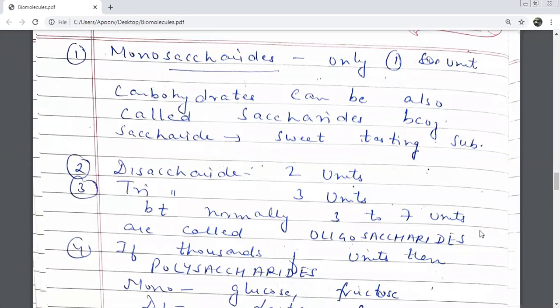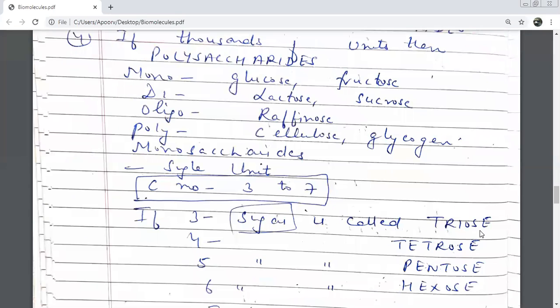So 1 unit is called? Monosaccharide. 2 units are called? Disaccharide. And 3 to 7 units together, we call them what? Oligosaccharide. And if many thousands of units are combined, then we call them polysaccharides. Now let's have one example of this. Monosaccharide, the best examples are glucose and fructose. Disaccharide, lactose and sucrose. Oligosaccharides, raffinose. Polysaccharide is cellulose, glycogen.